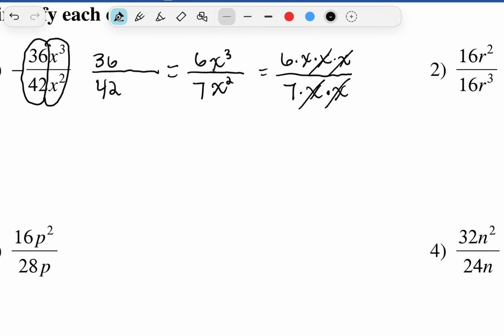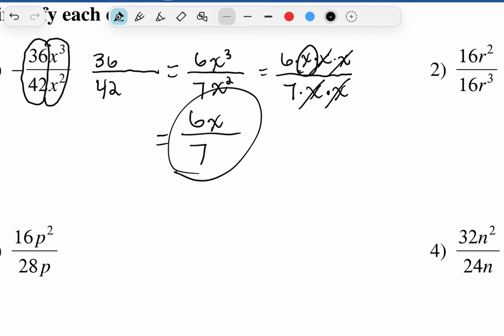And what would we be left with? We would have our 6 over 7. And what's left in terms of x's? We have one x on top. So that x remains on top. And this would be your final simplified version.